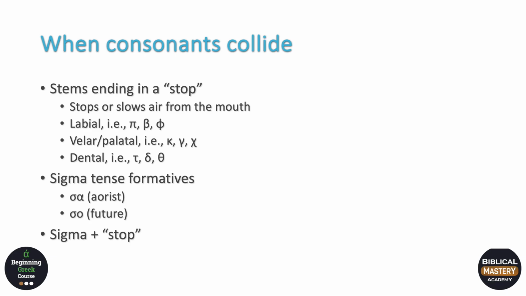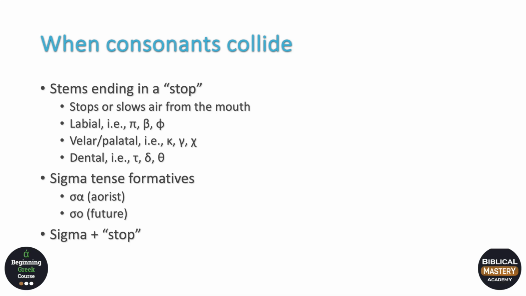And these are the letters that are going to interact with a sigma, particularly in a tense formative. And so we have a number of tense formatives that use a sigma in them. For instance, we have the aorist tense formative, and in the aorist tense formative, you get that sigma alpha, and then there's the future, sigma omicron, okay?